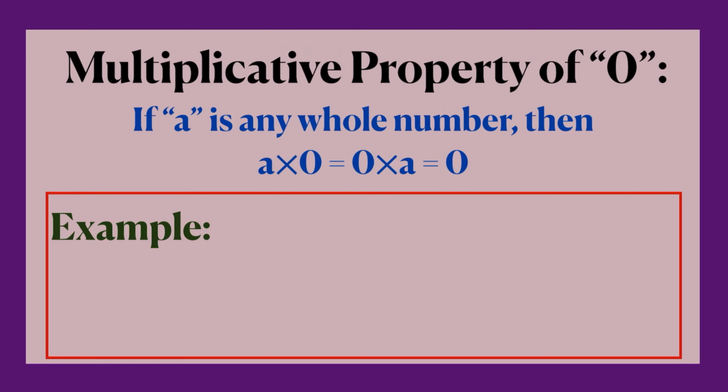Now, multiplicative property of 0. If a is any whole number, then a multiplied by 0 is equal to 0 multiplied by a, which will be 0. Okay, let us take a is equal to 5. So, 5 multiplied by 0 will be 0. Again, 0 multiplied by 5 will become 0. So, that means we can say whatever a is, a will be any whole number, so if we multiply that a with 0, obviously we will get 0. Okay, this is the multiplicative property of 0.